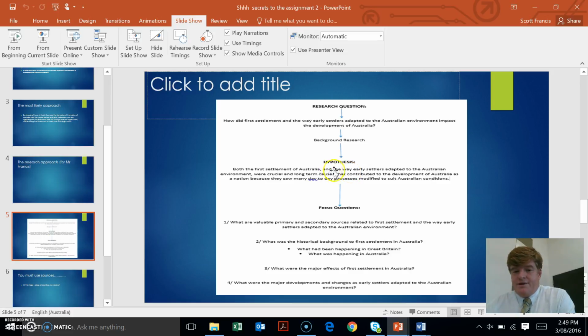And we'll do this again together in class, but I just want to show the whole process. So my hypothesis, having done some background research, having learned some things about the topic, is both the first settlement of Australia and the way early settlers adapted to the Australian environment were crucial and long-term causes that contributed to the development of Australia as a nation because they saw many day-to-day processes modified to suit Australian conditions.